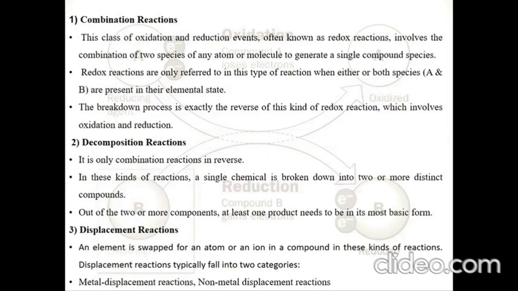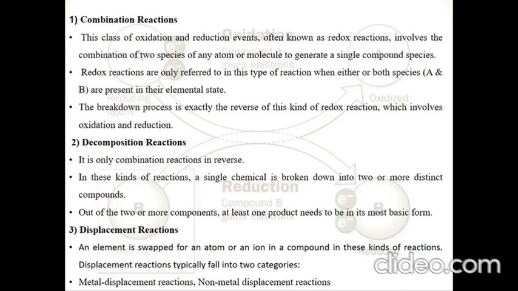This class of oxidation and reduction reactions, often known as redox reactions, involves the combination of two species of any atom or molecule to generate a single compound species. Redox reactions are only referred to this type of reactions when both or either species, B, is present in the elemental state, and A. The breakdown process is exactly the reverse of this kind of redox reaction, which involves oxidation and reduction.